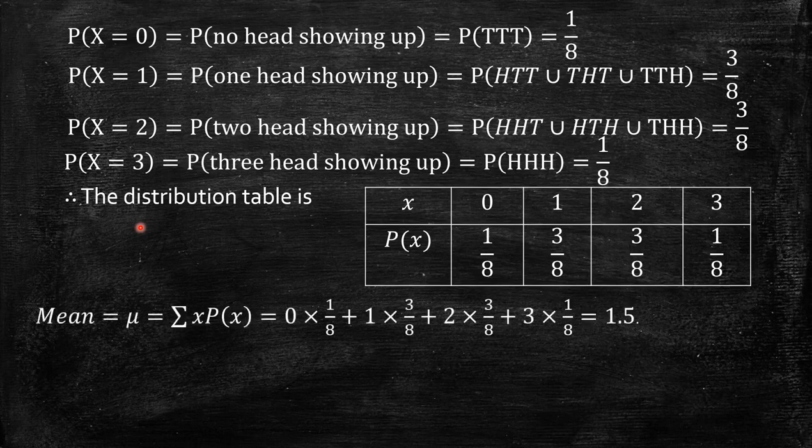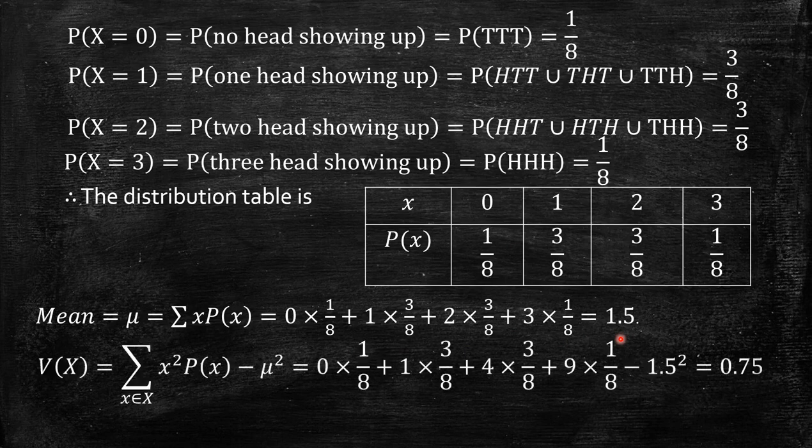Now if I want to find mean, variance, standard deviation, the formula for mean mu is equal to summation x into p of x. So we take the sum of the product of x and p of x: 0 into 1 by 8 plus 1 into 3 by 8 plus 2 into 3 by 8 plus 3 into 1 by 8, which upon calculation we get 1.5. So the mean for this distribution table is 1.5.